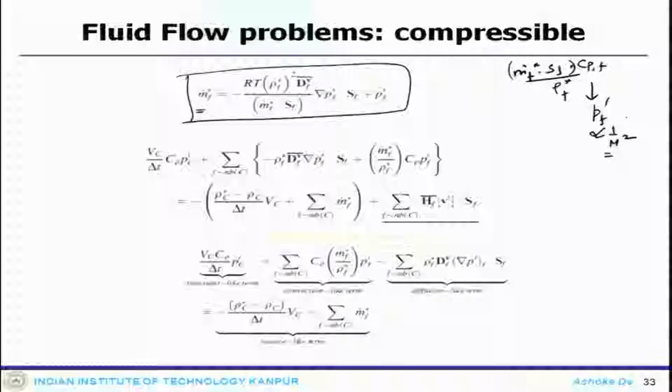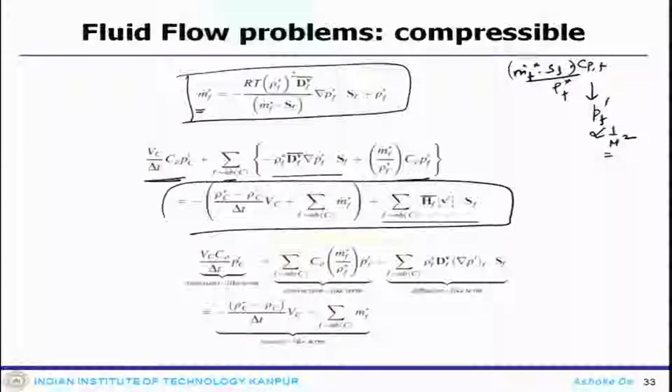So, now once you substitute everything back in the continuity and compressible form of the pressure correction equation, this will be the transient term Vc by delta t Cp Pc prime, the summation over cell faces, and then the density correction. So, you can put them together nicely in a compact form, and the treatment of the underlying term yields the variant of SIMPLE.